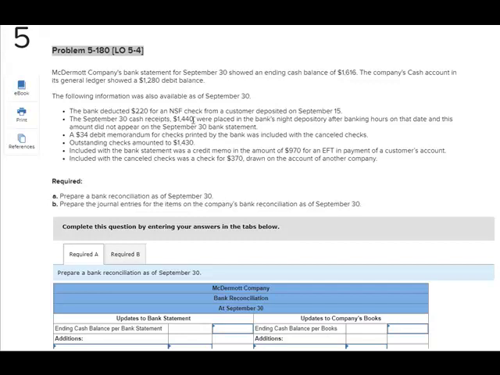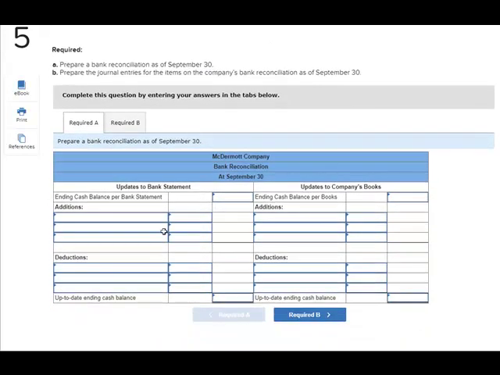Then we have these cash receipts on September 30th that were put into the bank's night depository after banking hours. So that means this deposit is not shown on the September 30th bank statement. So this is a deposit in transit, and the bank doesn't know about that amount, and so we need to put that as an addition, that deposit in transit over here in the bank section.